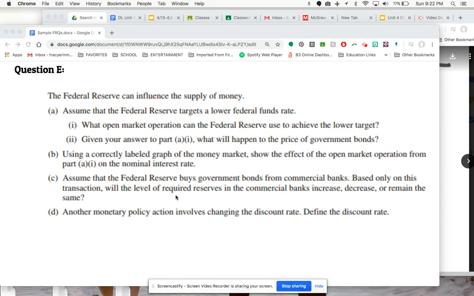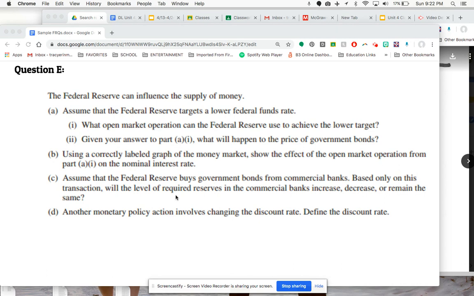This is question E from the Unit 4 sample FRQs. The Federal Reserve can influence the supply of money, is the preface. Part A. Assume that the Federal Reserve targets a lower federal funds rate. Now remember, the federal funds rate is the rate that banks charge to other banks for borrowing money.